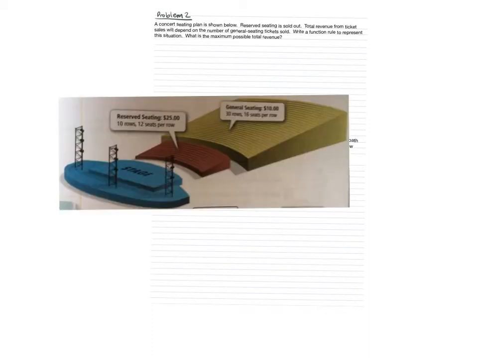Okay, this says a concert seating plan is shown below. There's no concert seating plan here. Let's add that. Okay, there we go. I'll have to add that to your notes too. All right, so a concert seating plan is now shown below.